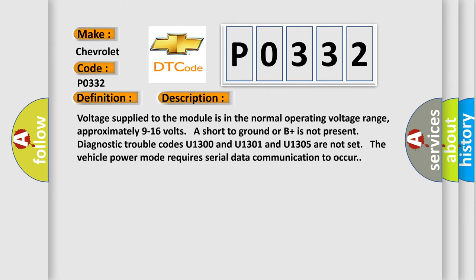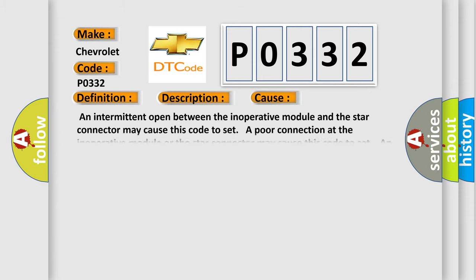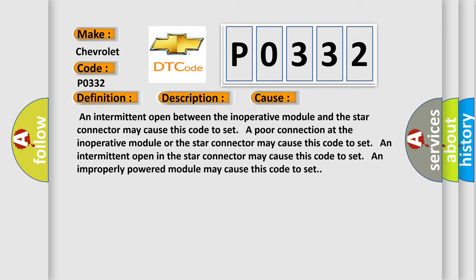This diagnostic error occurs most often in these cases: an intermittent open between the inoperative module and the star connector may cause this code to set. A poor connection at the inoperative module or the star connector may cause this code to set. An intermittent open in the star connector may cause this code to set. An improperly powered module may cause this code to set.